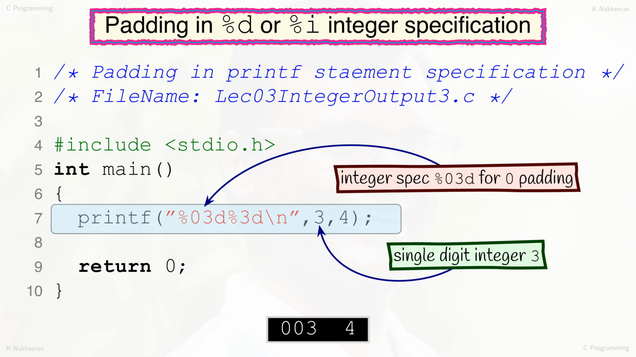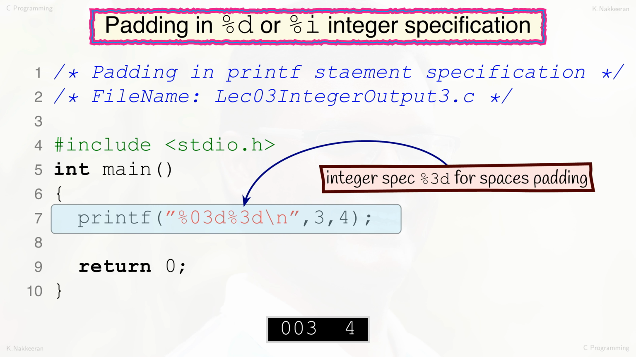For the %03d integer specification, single digit integer 3 has been provided. So, there is a difference of 2 digits between the specification and the provided integer. Hence, in the output display of the single digit integer 3, 2 zeros are padded in the front. If the difference between the number of digits in the specification and the provided integer is 0 or negative, no zeros will be padded. Second one is to fix the total number of digit spaces for the display of an integer and pad with spaces in the front.